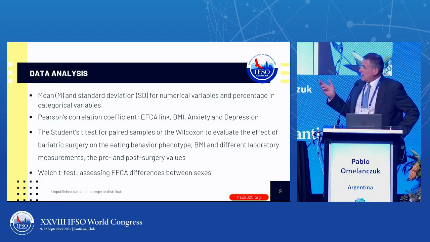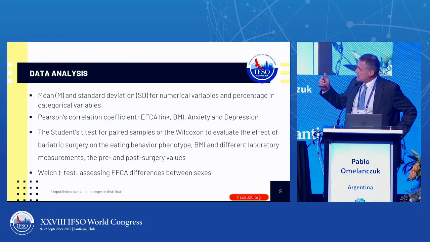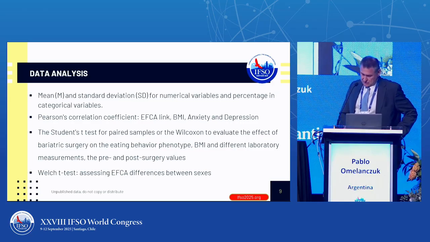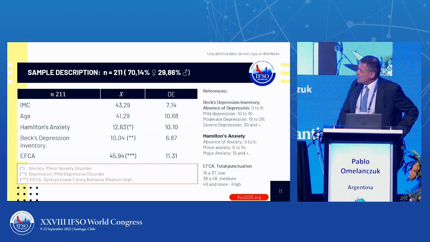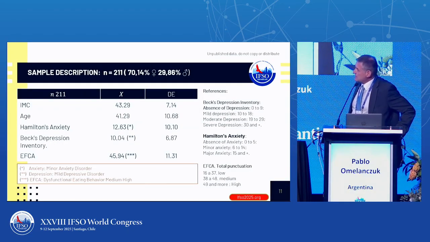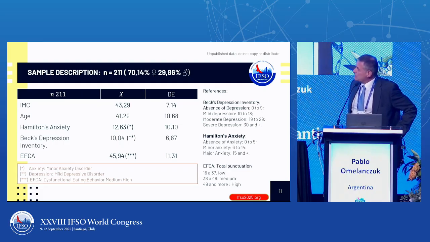So this slide shows how we did the data analysis of all this information. So you can see the different tests that we used. So where were the pre-surgical results? This is the example of the 211 patients. 70% were women and almost 30% were men.